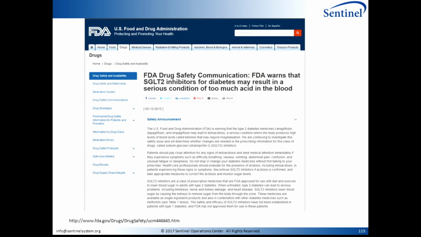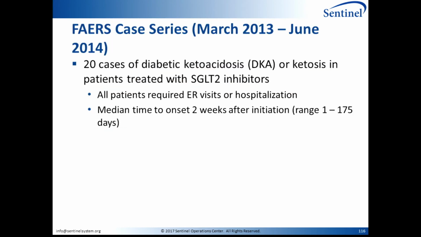And so now this is sort of our motivating question of interest, our motivating exposure outcome pair, our safety issue that we want to think about. How can the Sentinel Distributed Database advance our knowledge of this particular situation? So we start out with, again, what was the issue that drove the safety signal? You have this, what we call case series in the FDA Adverse Event Reporting System. So there are 20 different cases of diabetic ketoacidosis among patients who were treated with SGLT2 inhibitors. This was a serious condition, so all of these patients in this case series required ER visits or hospitalization.